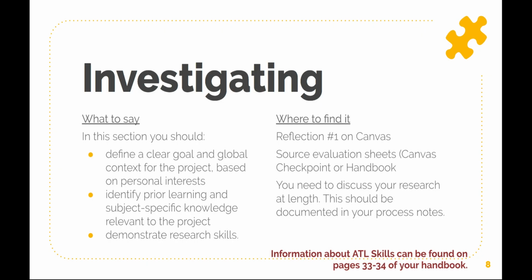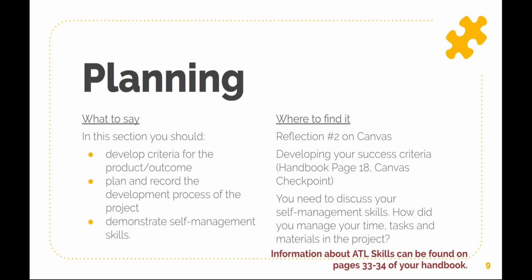In the investigating section of your report, you should define your goal, your prior learning, and show how you've demonstrated research skills. Research in the personal project is broadly defined. It can include both videos, interviews, any information that you found from another source over the course of the project. But it's important that you cite that. You can show evidence of having met those research skills by using the source evaluations that you completed on Canvas. What sources did you consult, and what did you learn from them?